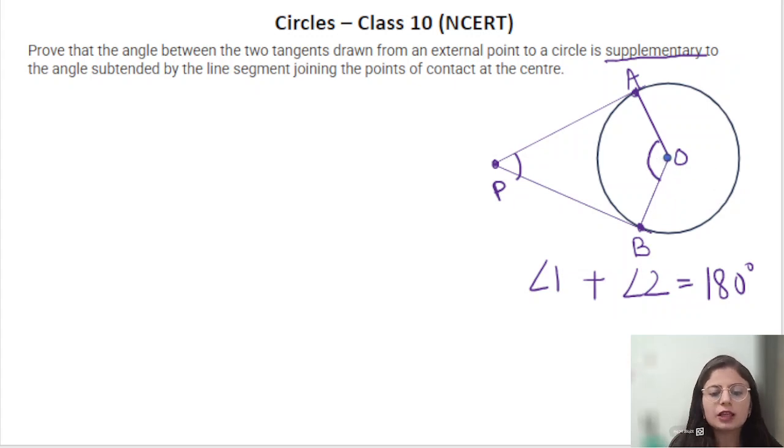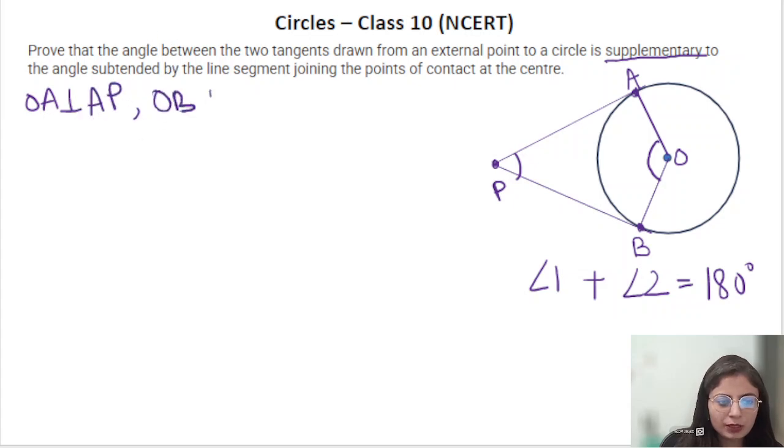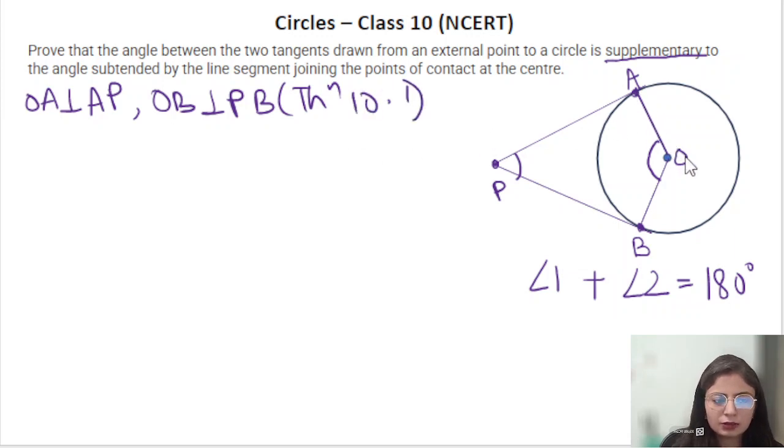Okay. Now we know the theorem that the tangent drawn at any point of a circle is perpendicular to the radius through the point of contact, right? So we can say OA is perpendicular to AP. Similarly, OB is perpendicular to PB. Using this theorem, so you can mention the reason here. This is theorem 10.1. Okay. Now since AO is perpendicular to AP, I'll have this angle as 90 degrees. This angle is also 90 degrees, right?